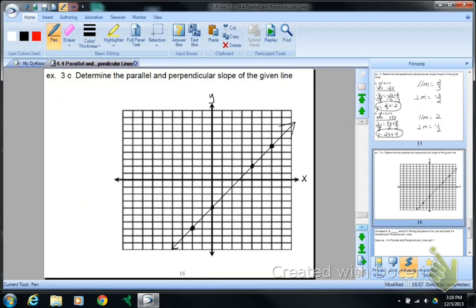So we can start here and go there. So we go up 2, 1, 2, 3/2. Do it again to make sure. Up 3/2. Up 3/2. So what is the slope of this line? We went up 3/2. So my slope is 3/2. What would the parallel slope be? 3/2. What would the perpendicular slope be? Negative 2/3.